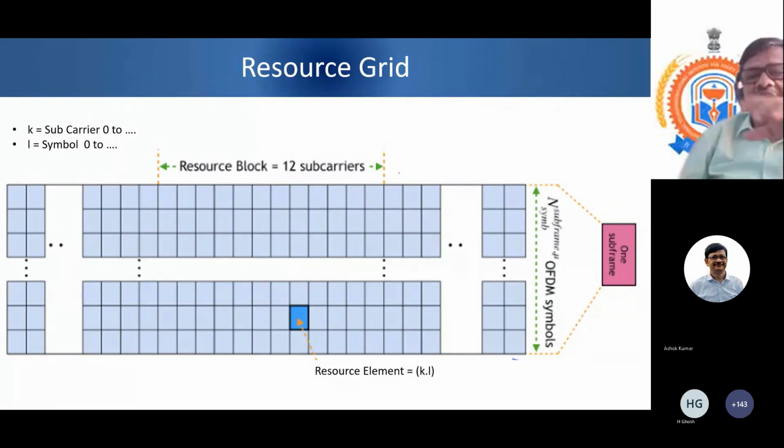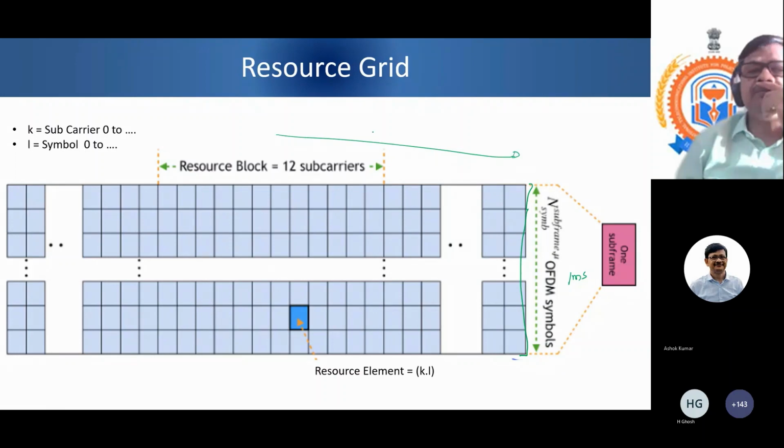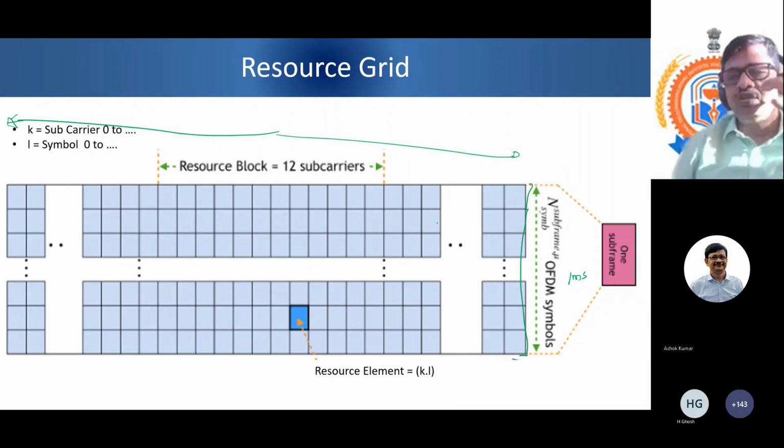So let's understand the concept of resource element. Same diagram, I have shifted this way. So here we have 1 millisecond, and here we have subcarriers, and the total number of subcarriers depends on the carrier bandwidth. My question to all of you: in the time domain in one subframe, these boxes in the vertical direction are the number of symbols. So how many symbols will I have in one grid? Any answer from your side?